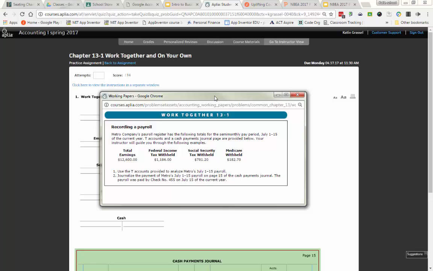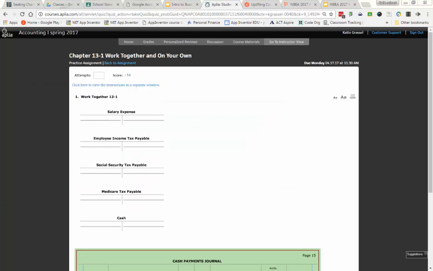And in this example, they went through and just pulled it out, and I would prefer if you got it from the payroll register. So Metro's company's payroll register has the following totals for the pay period July 1st to the 15th of the current year. T accounts and a cash payments journal are provided. So the first thing we have to do, instruction number 1, is use the T accounts provided to analyze Metro's July 1st to the 15th payroll. So I'm just going to move my numbers out of the way.